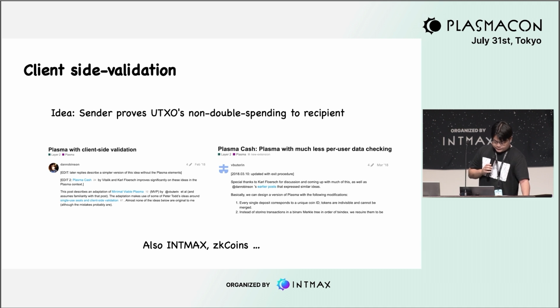The verification that a UTXO has not been double spent is done on the client side, not on the base layer. And it is the sender's responsibility to prove to the recipient that the UTXO has not been double spent. Recent stateless technologies such as INTMAX and ZK coins are based on client-side validation.